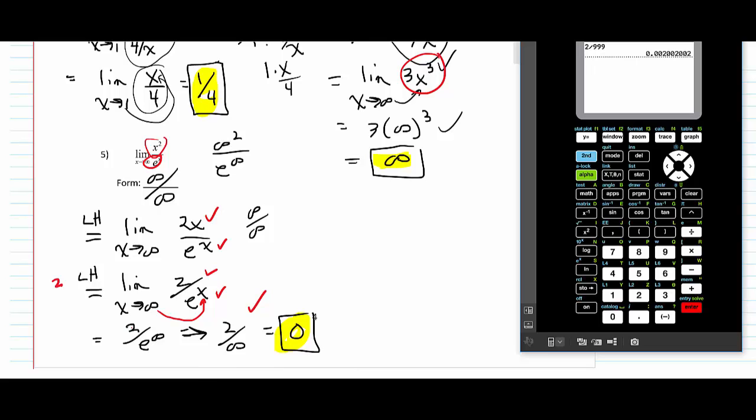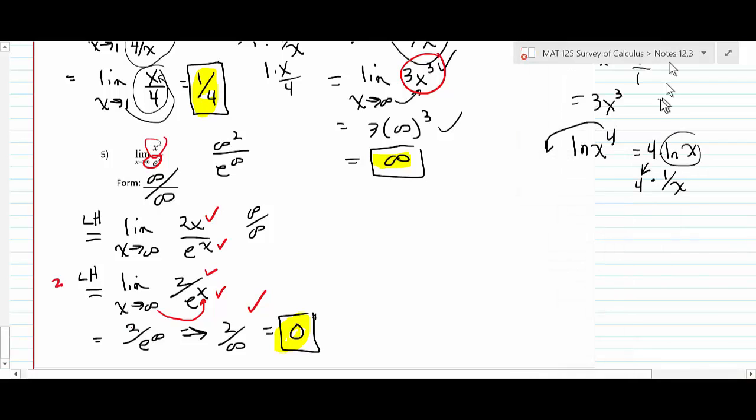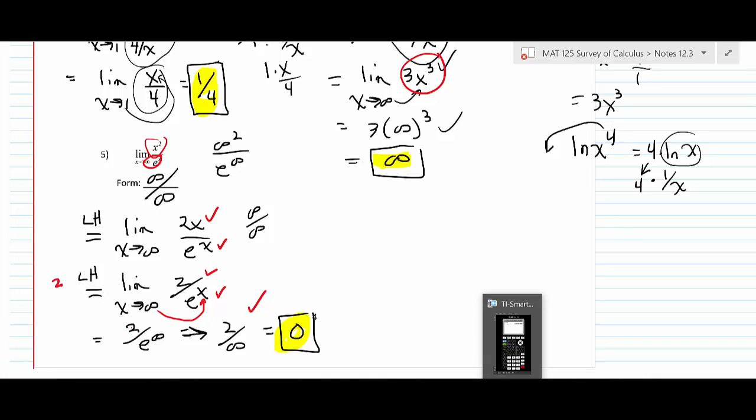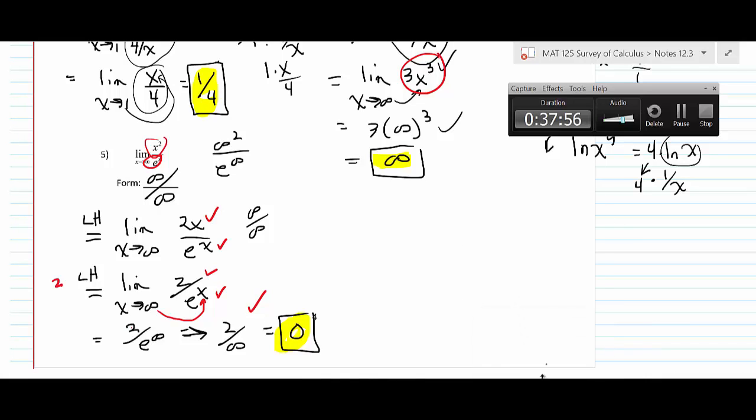Okay, so that's how you handle L'Hopital's rule for this section. Are there any questions about anything? Okay, and it's going to come in handy for different reasons. All right.